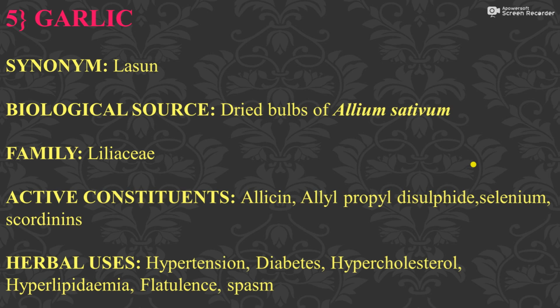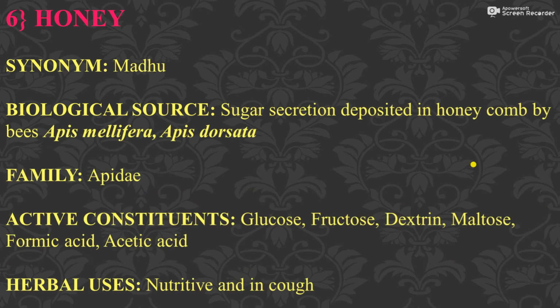Then the next one, the sixth drug, is honey. Synonym of honey is madhu. Then the biological source of honey is sugar secretions deposited in honeycomb by bees, Apis mellifera and Apis dorsata. These are the species belonging to family Apidae.